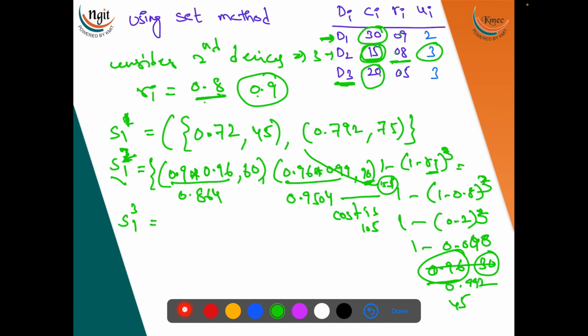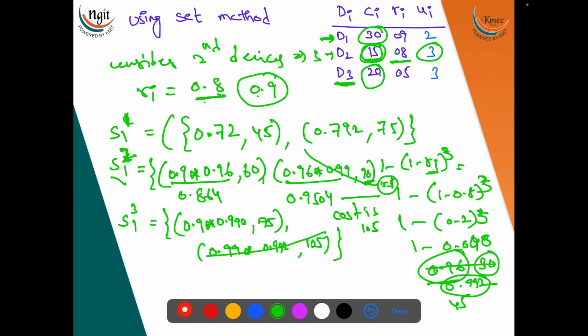Now here you have to take S1 of 3. That means we will take 0.9 times 0.992, 0.992 comma 75 is the cost. Now 0.99 times 0.992 comma 105. Again, 105 you have to cut, because we have the other device which is already there in this problem. So 20 you have to keep in your hand. If you spend 105 over here, you can't get this item into your solution set. So obviously this is not required in the solution.